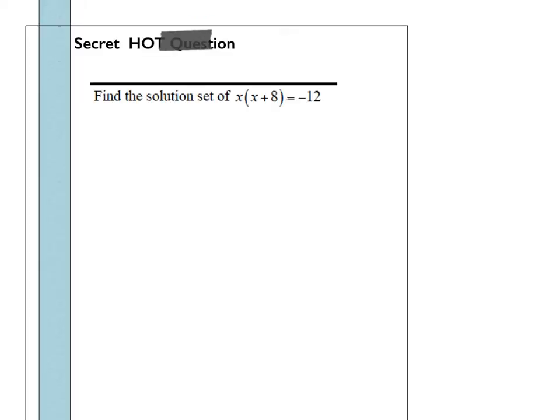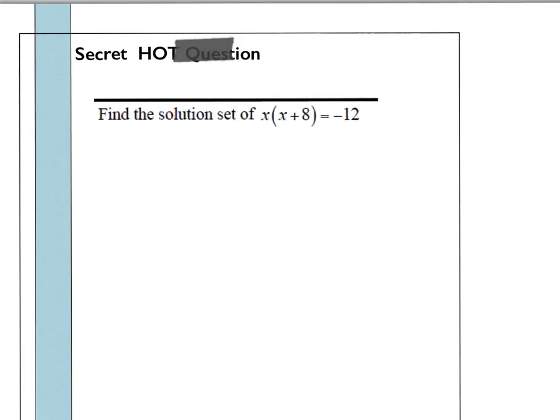All right, and here's a secret hot question. It says, find the solution set of x times the quantity of x plus 8 equals negative 12. This is a nice problem. You've got to do a little distributing. You've got to move some things to all the same side. Make sure it's set equal to 0.